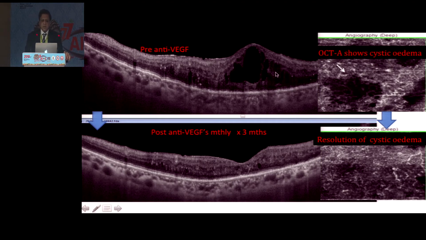This is an OCT and an OCTA of the same patient. It shows the void spaces. These are the fluid void spaces, and these spaces are actually the ones which have the edema.